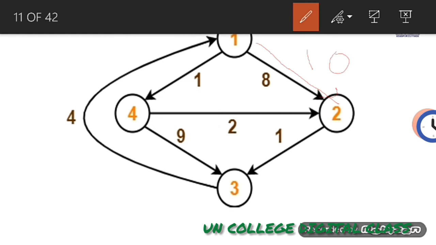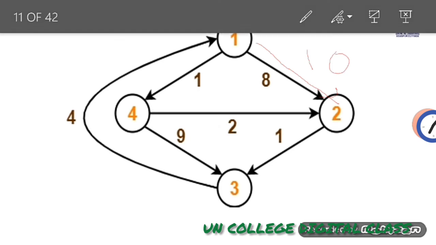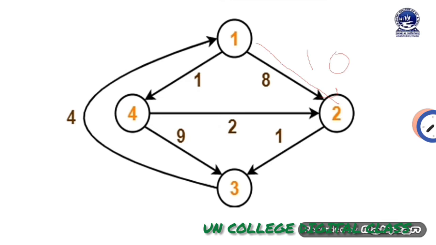Then at the first step, what we will do is eliminate the edge 1 to 2 which contains 10. Why? Because we already have one edge with a smaller weight in comparison to 10. This is what we will do in the first stage.